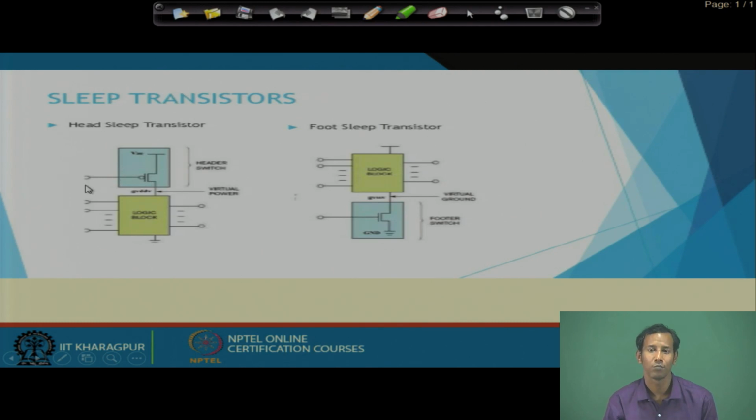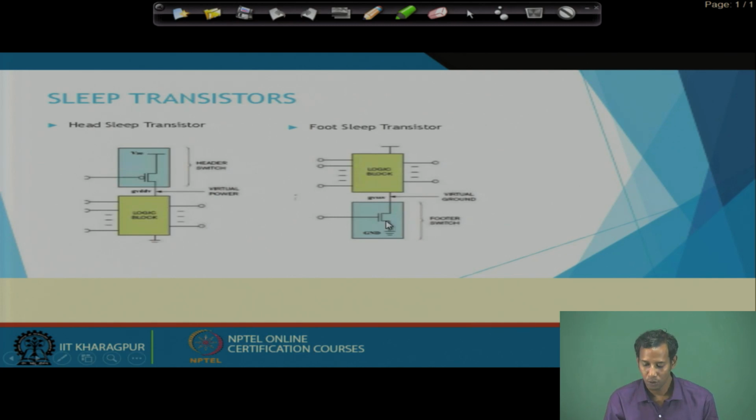That means, whenever this mode is in active mode, at that time the VDD will be connected to the logic block. If it is in the sleep mode, at that time it will be just open, there will be no VDD connection to the corresponding logic block. So, these are the head sleep transistors, and for foot sleep transistors it will be connected with the ground. That means, at that time there will be no such connection to the corresponding ground.